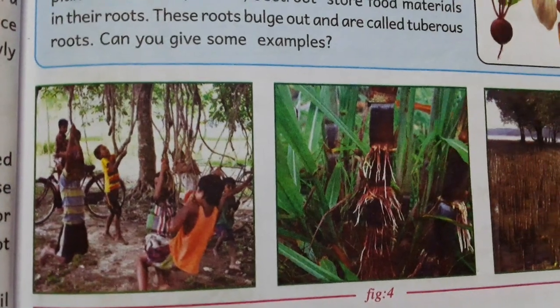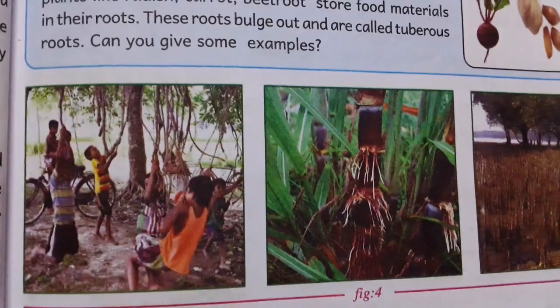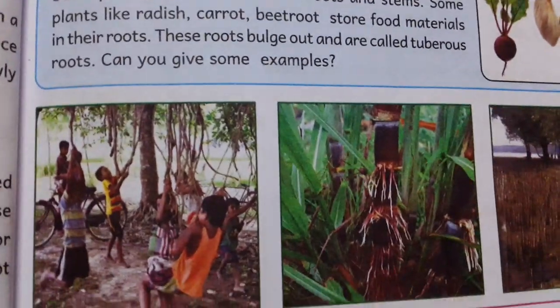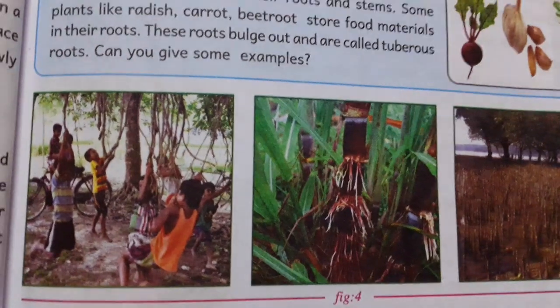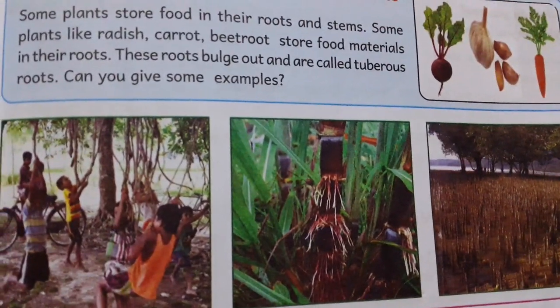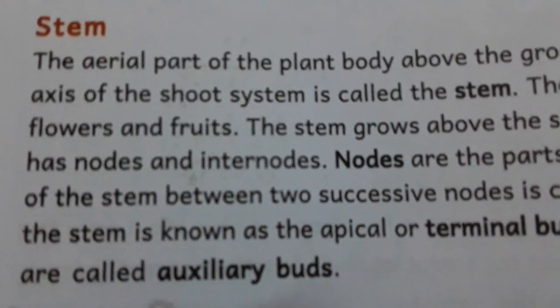And coming to this, as I already told you, aerial roots. See, this is a banyan tree, this is sugarcane and this is a maize crop. These all also come under the aerial roots. And coming to the next part, that is the stem.